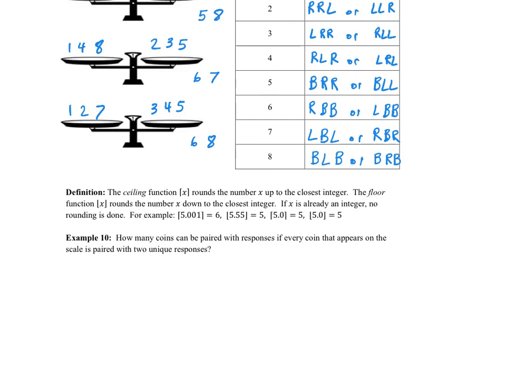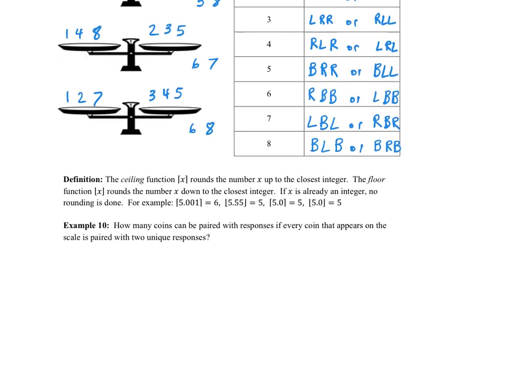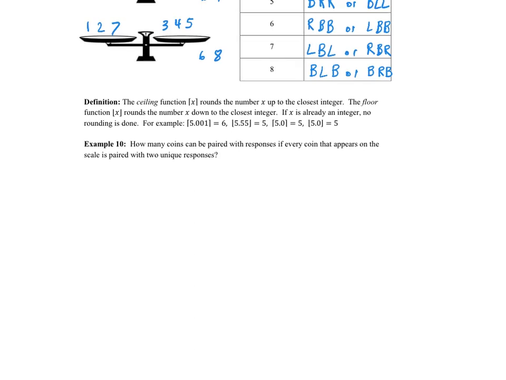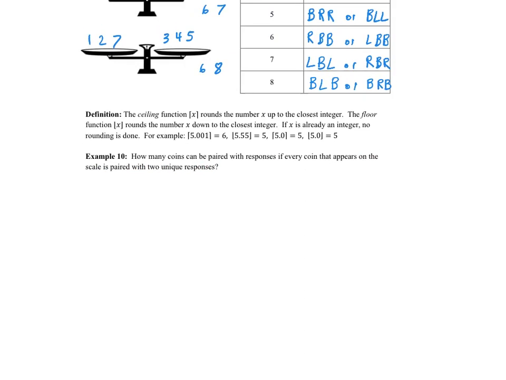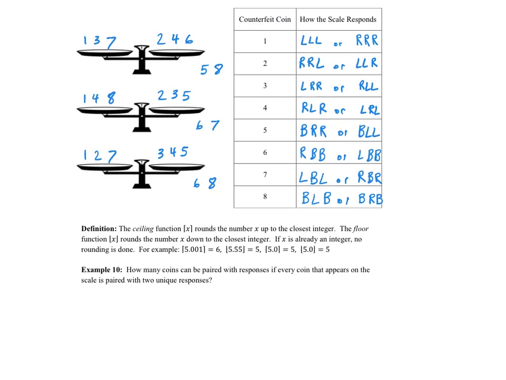So similar to earlier in the video, where we tried to find all the possible responses, we're going to do the same thing here. So example 10 says, how many coins can be paired with responses if every coin that appears on the scale is paired with 2 unique responses? Just like we had above, every coin was paired with 2 unique responses. All of these are unique. There's 16 different possible responses there.